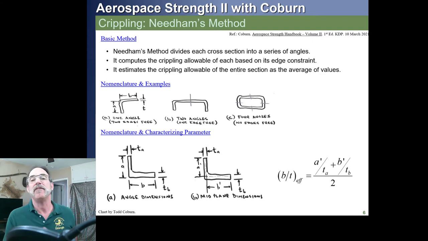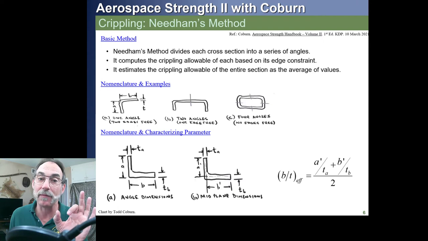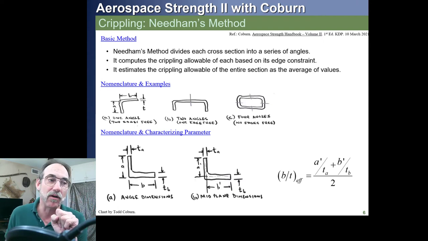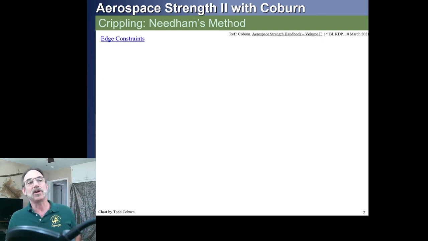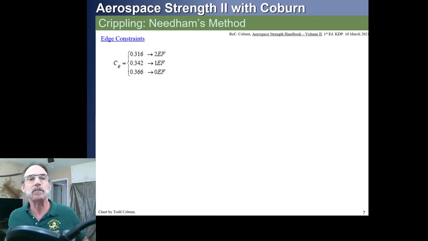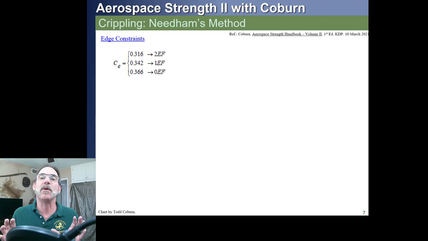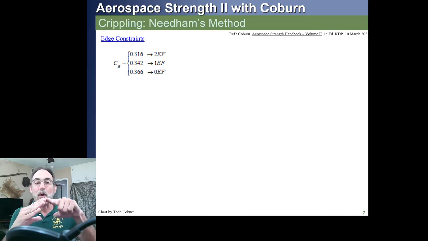That gives you the effective B over T ratio. You got that? Okay. With that in mind, this B over T effective parameter, we're ready to move forward in our derivation. We'll look next at the edge constraint. What we're going to do is look at each angle and identify what is the edge constraint of that angle. When we talk about edge constraint, what we mean is how are the edges of each flange constrained?